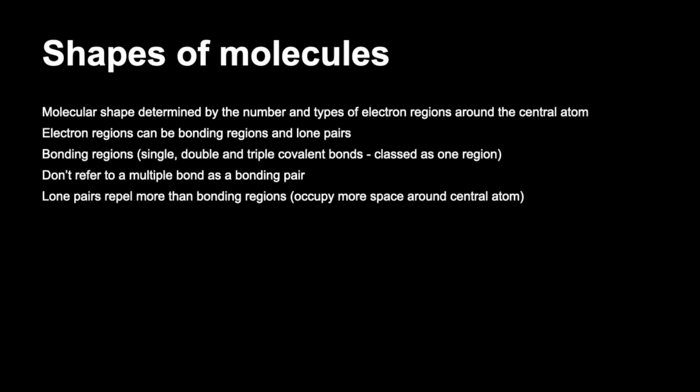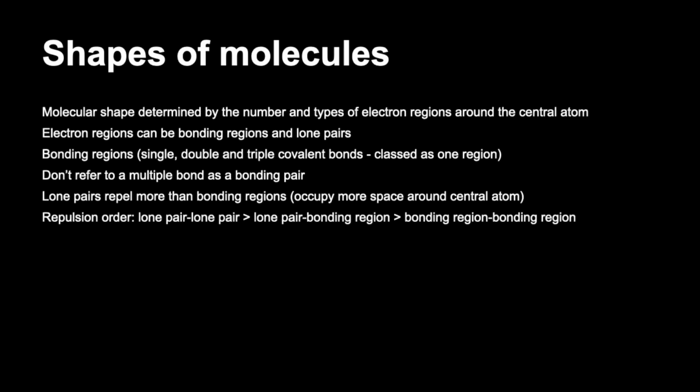Lone pairs repel more than bonding regions. That's because they occupy more space around the central atom. And the repulsion order is, the strongest is lone pair to lone pair, then lone pair to bonding region, and finally bonding region to bonding region. So when you're answering a question about shape and you've got to explain the shape, remember to say these things in your answer.